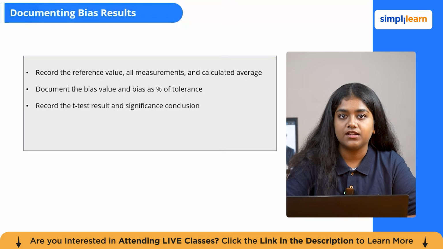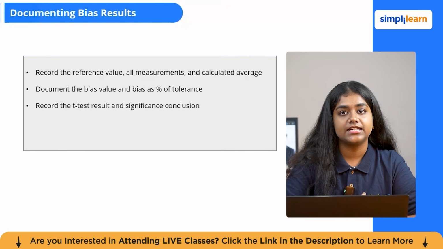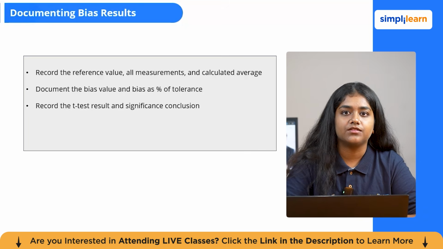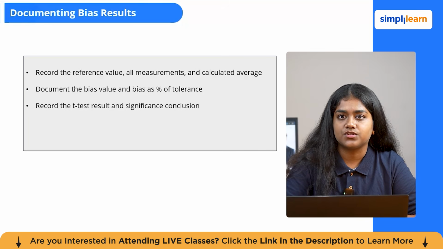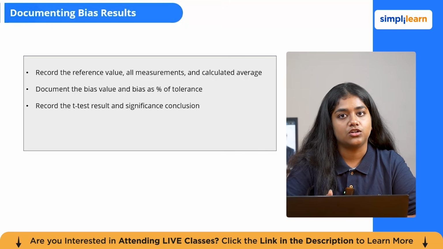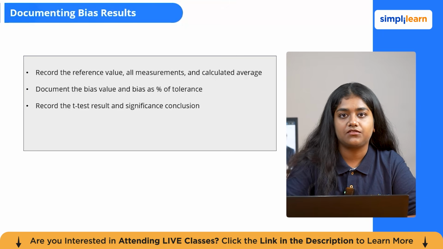Record the t-test result and conclusion. A t-test helps determine whether the observed bias is statistically significant or likely due to random variation. Record the test result, p-value if used, and the conclusion. Significant bias or no significant bias.